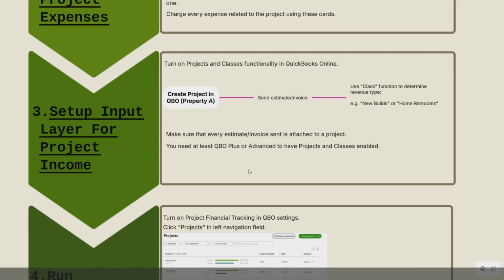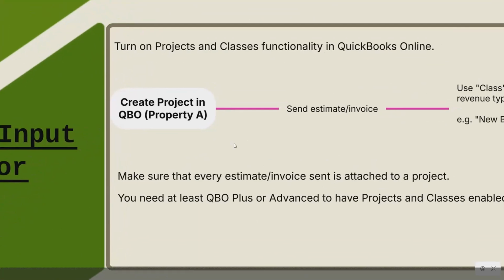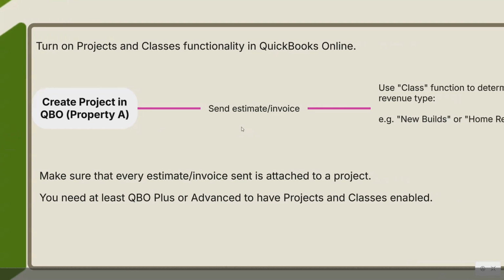Now that we have our expenses organized, the next natural thing for us to do is to do the same thing for our project income. We can easily do this in QuickBooks Online by using the Projects and Classes functionality. The workflow works like this. Every time we take on a new job, we're going to create a project for that job in QuickBooks Online. And then whenever we send an estimate or an invoice to the customer, we need to make sure that that's linked to the project that we just created in QuickBooks.